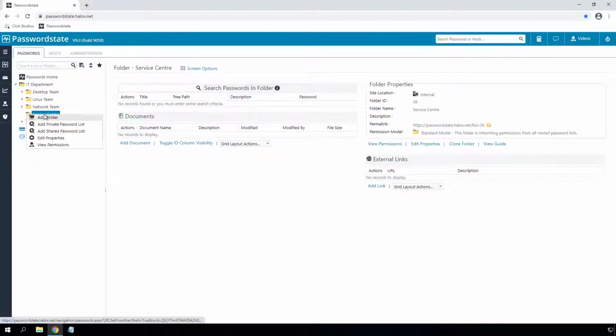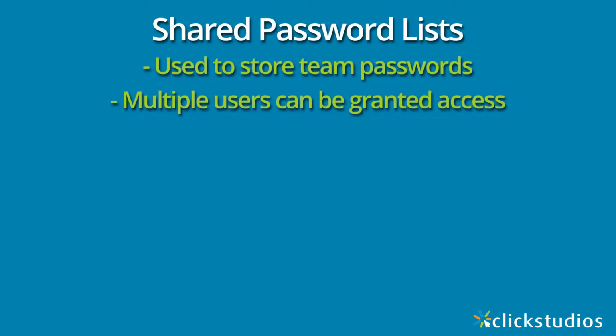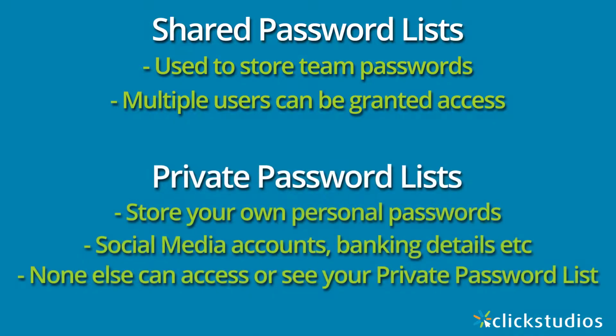There are two different types of password lists that you can create. A shared password list is one that you would use to give multiple people access to the same set of passwords that it holds. A private password list is for your own use only, and you would store things like your own personal social media logins in a private list. No one else can see or access your private passwords, not even security administrators of Passwordstate.